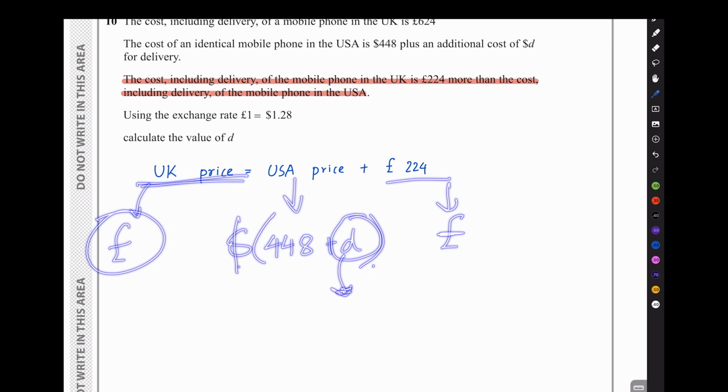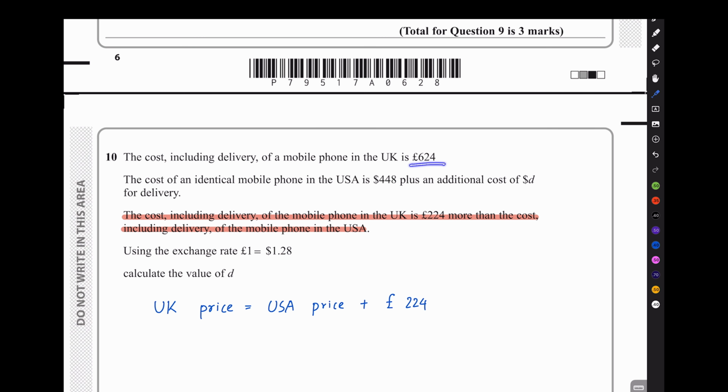It's fairly simple. We already got the exchange rate, so let me write it right here. 1 pound is equal to this many dollars. So 624 pounds is going to be 1.28 times 624.